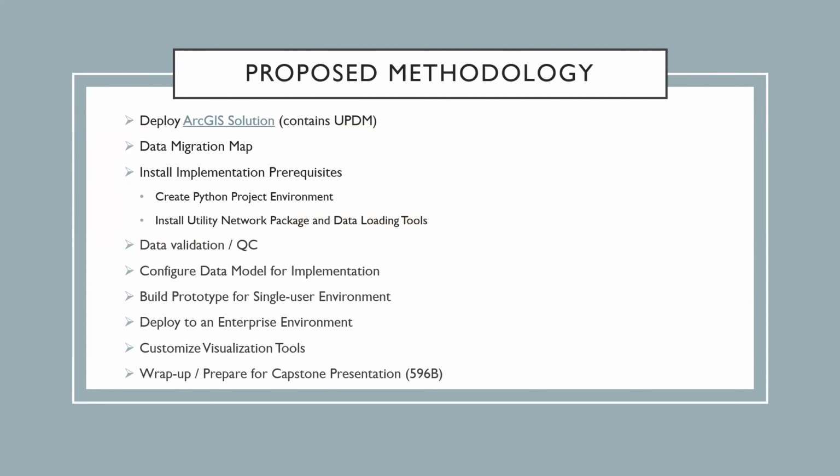So the first step toward the UPDM migration is the deployment of the ArcGIS solution, which I've completed already. The next step is to generate a data migration map to match existing data columns to their associated fields in the UPDM. To prepare the project environment for UPDM, I'll need to create a new Python project environment and install the utility network package and download the data loading tools provided by ArcGIS.